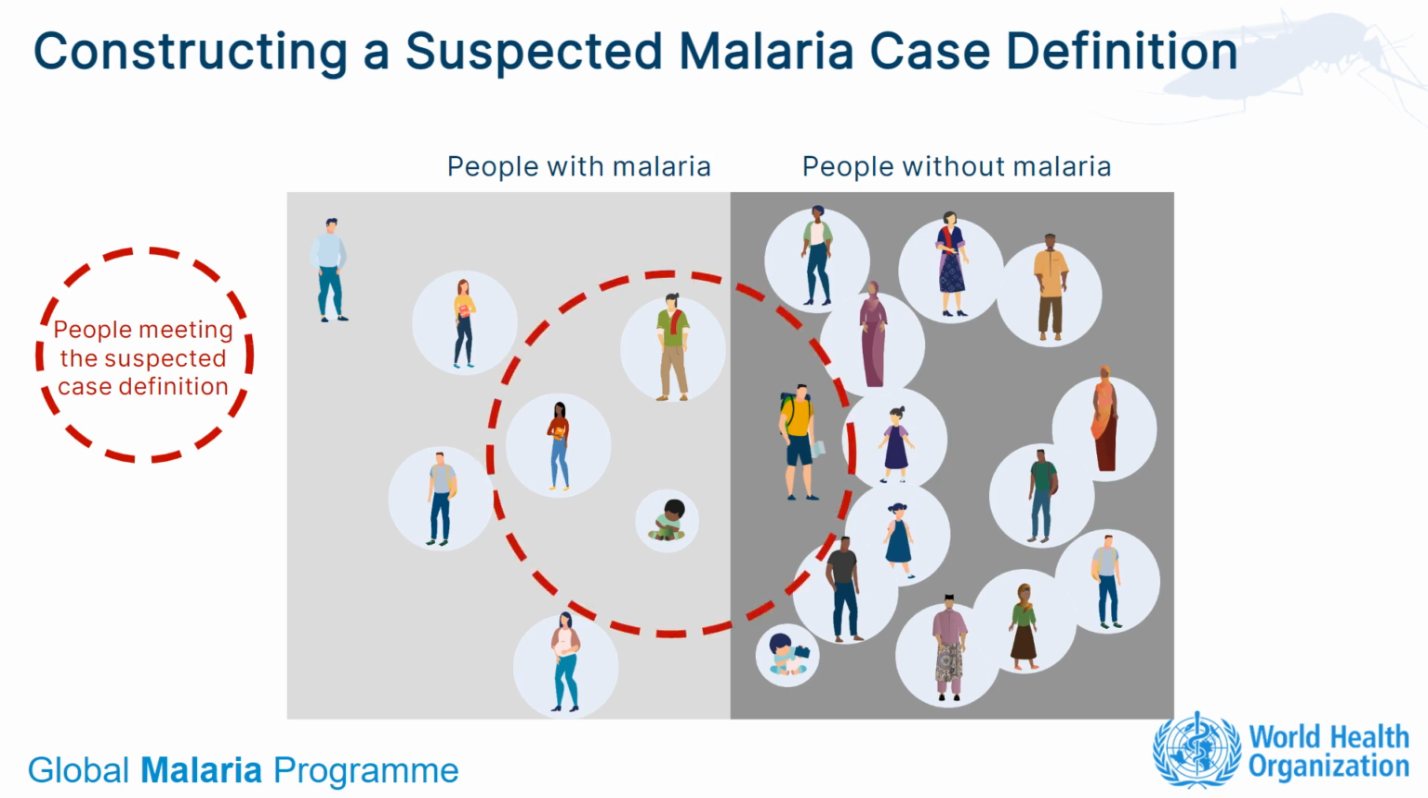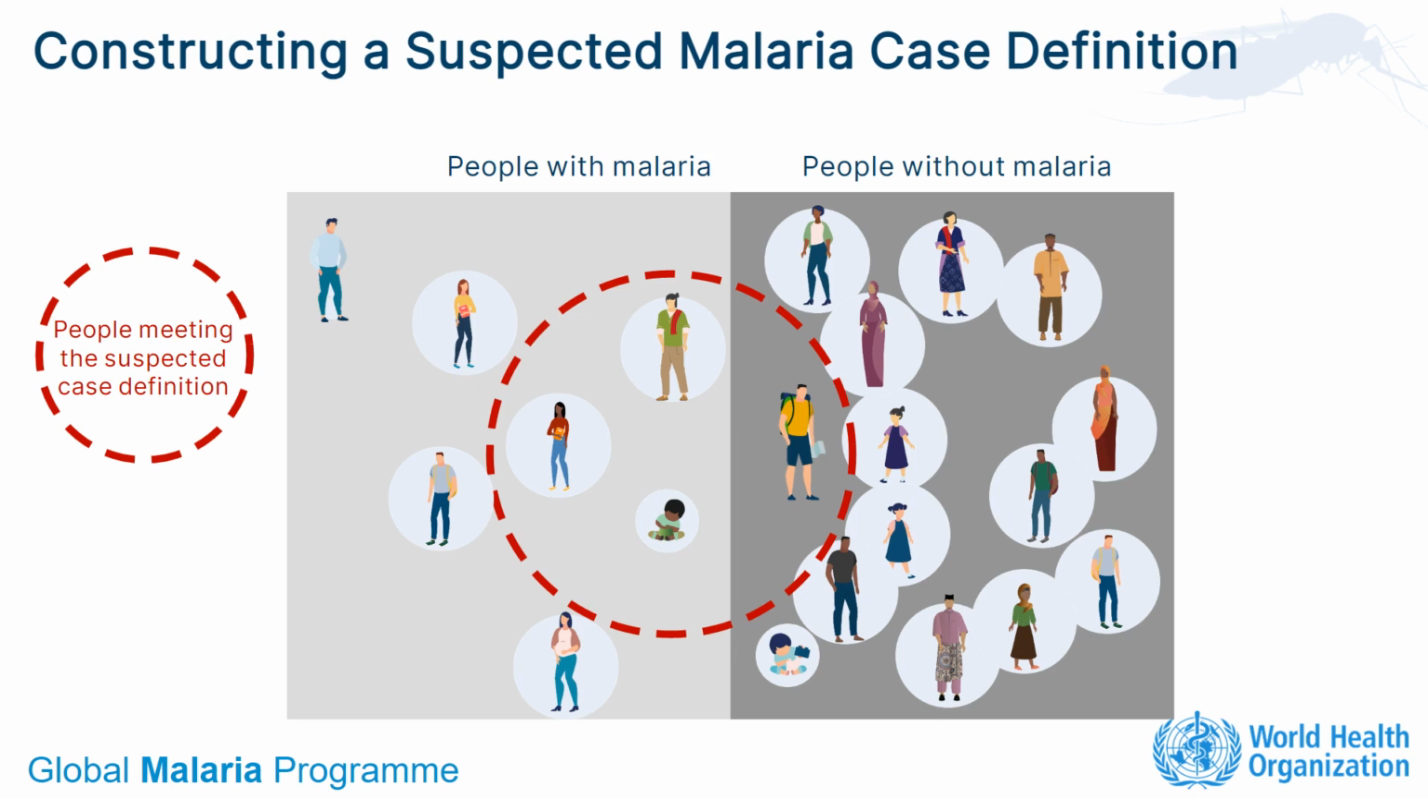If we use a less sensitive but more specific case definition, such as fever plus history of travel within the last 30 days, we will test fewer people. We will miss many of the true malaria cases, but we will test very few people who end up not having malaria. Ultimately, the suspected case definition must balance the requirement for sensitivity, that is, to detect all cases, with the need for specificity to avoid testing too many people who don't have malaria and depleting resources.